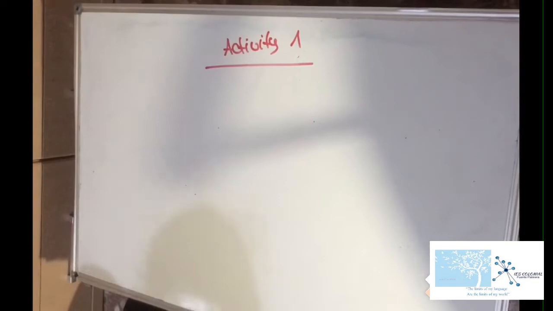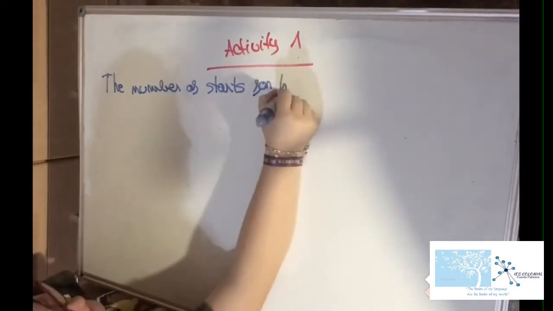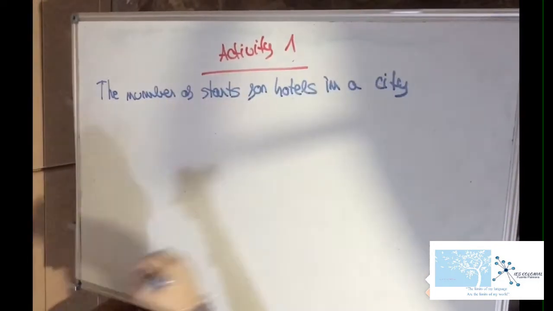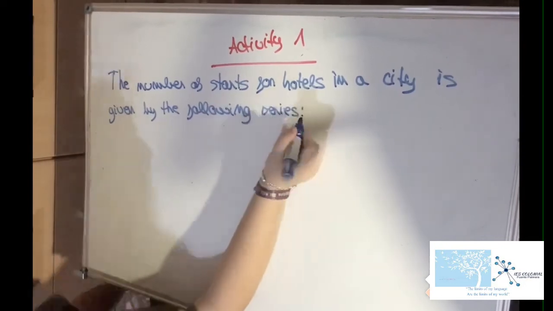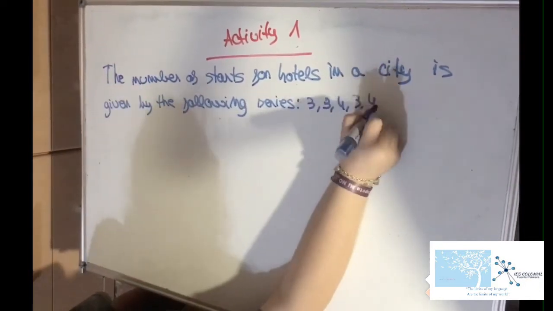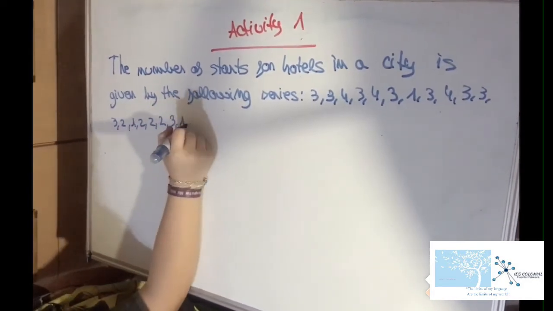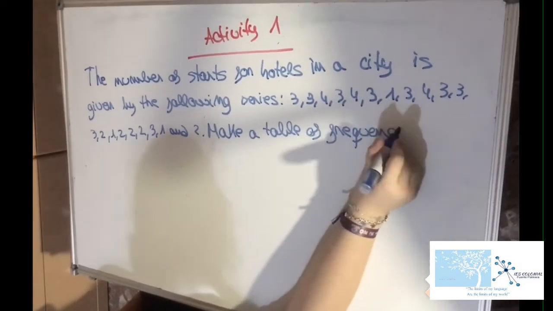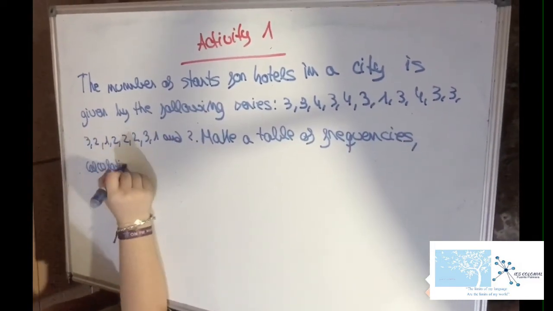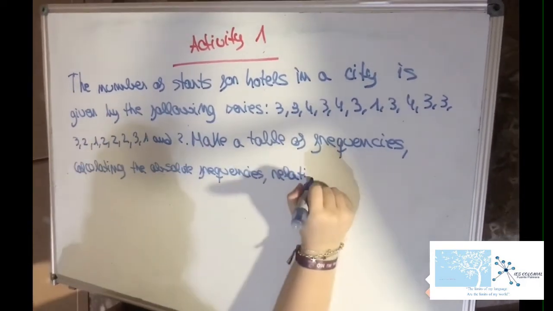Now I propose a problem to you and you have to solve it with what we have learned. The number of stars of hotels in a city is given by the following series. Make a frequency table, calculating the absolute frequency, relative frequency, and percentage.